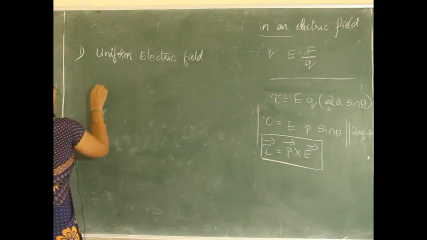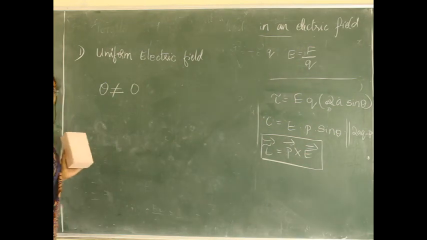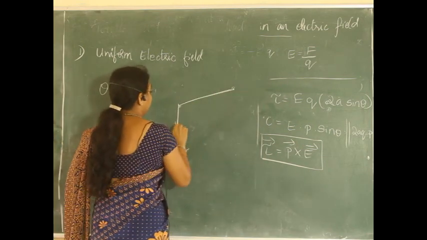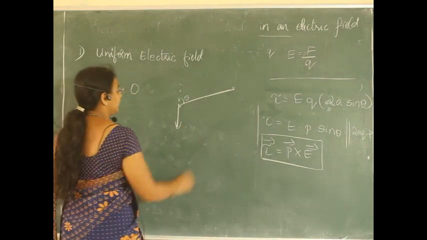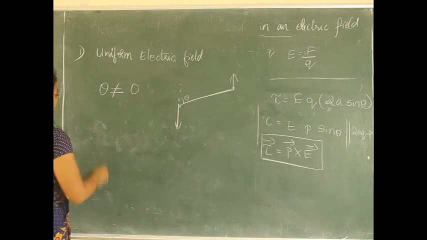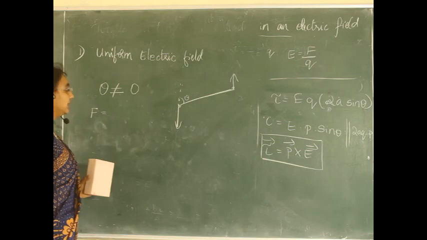And theta in our diagram is not equal to 0. Then if theta is not equal to 0, there is some force acting according to our earlier diagram. See, theta was not equal to 0, correct? So therefore, I can say theta is not equal to 0. What about the force acting on the body?